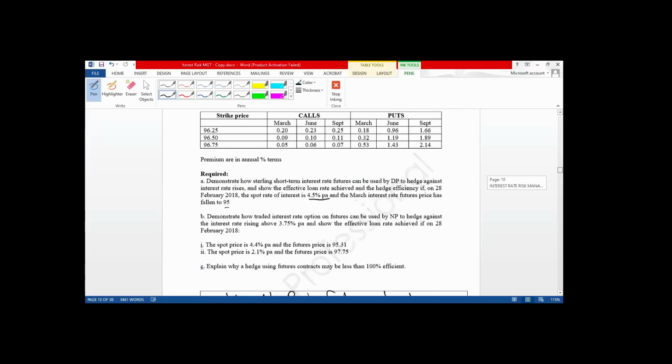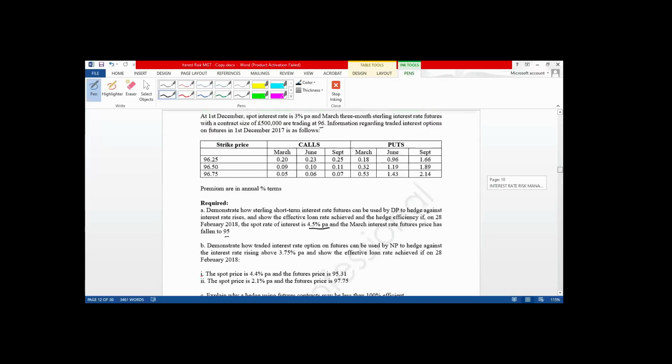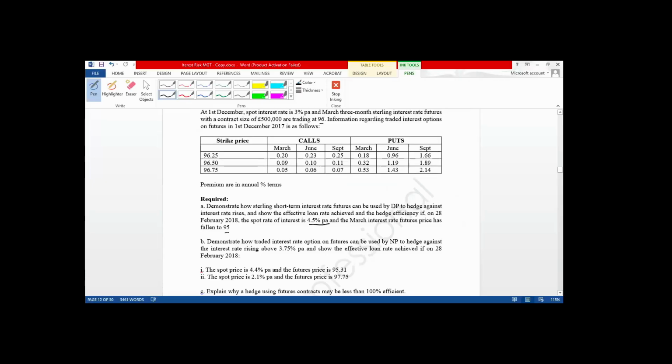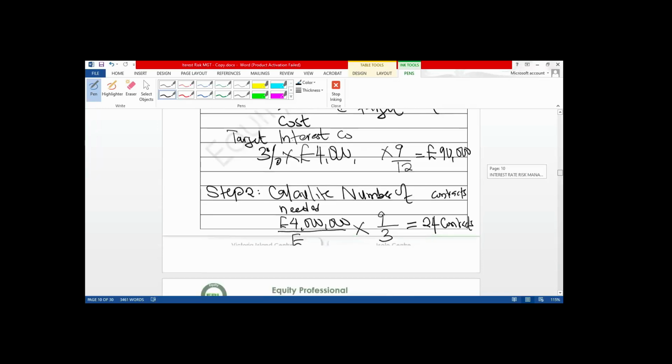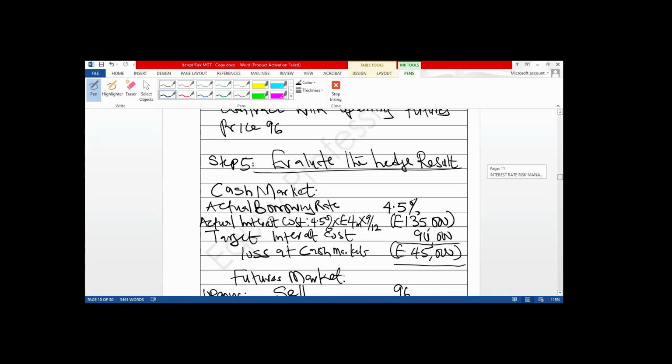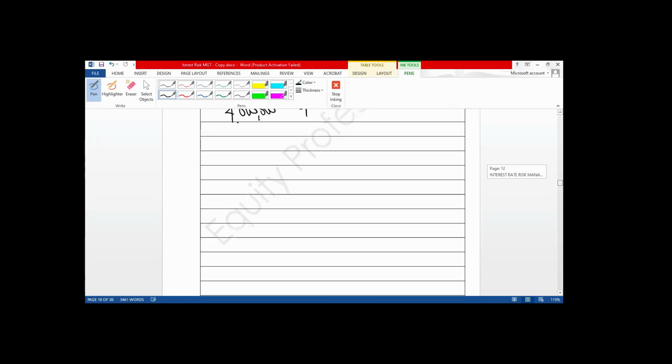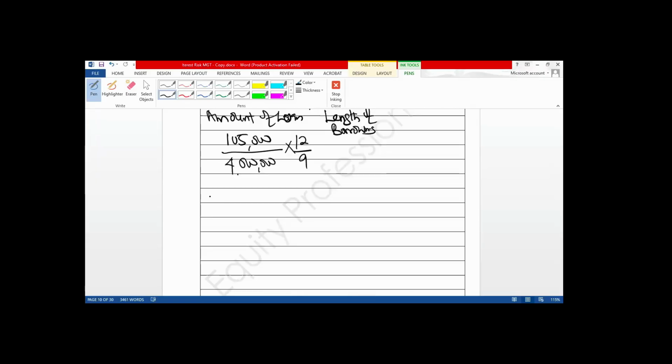Examiner says, look at it. Demonstrate how this can be done. We have demonstrated the effective loan rate achieved, 3.5%, and the hedge efficiency ratio. Your hedge efficiency. Let me calculate that first. What we call hedge efficiency ratio is simply your profits divided by loss.